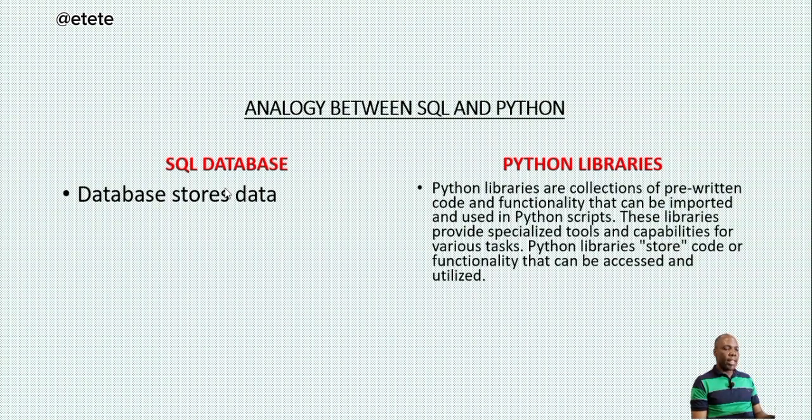So looking at this analogy between SQL and Python, from the diagram I just showed you, SQL database: the database stores data. I need you to understand this point. It is very, very, very crucial for you to understand this Python class that we are going into. In SQL, the database stores data. Now, what is similar to this SQL database in the Python world?